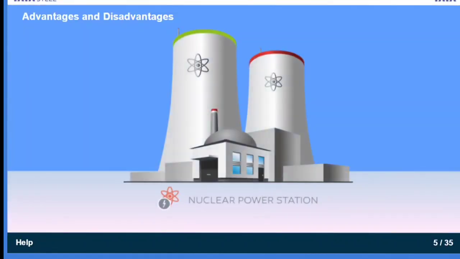Every source of energy comes with its own set of advantages and disadvantages. Let's see what they are for nuclear energy. Click each cooling tower to learn more.